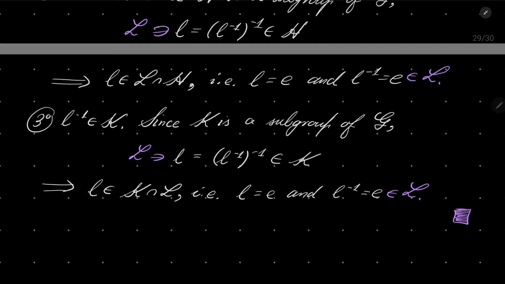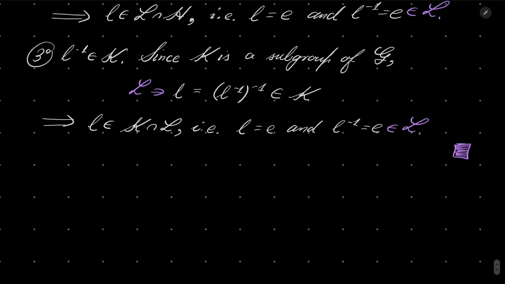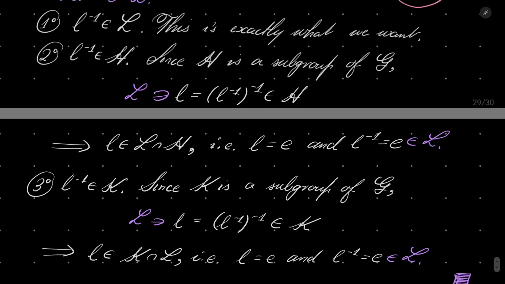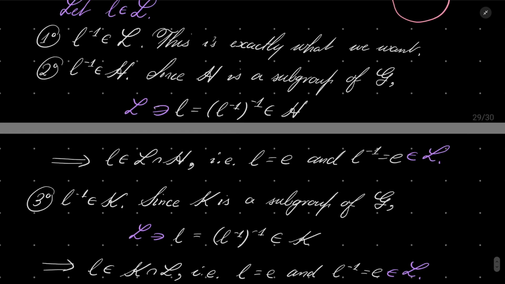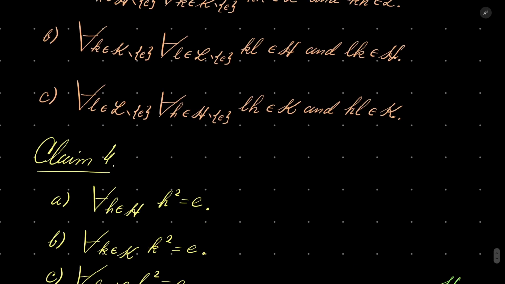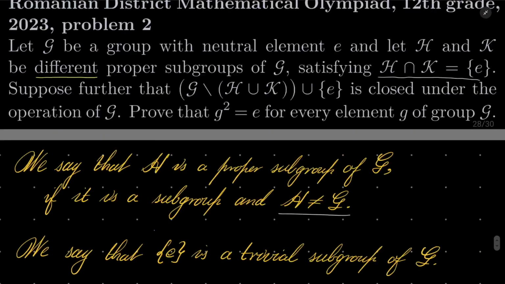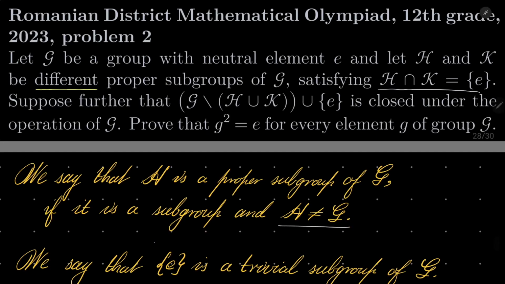Our second claim, very important one. We wish to show that K, L, and H are proper subgroups of our group. Well, they are for certain groups. How do I know that? Well, H and K are subgroups by our very assumption. And L, remember, is closed under the operation of G, but also it's closed under taking inverses. It was proven in claim number 1.